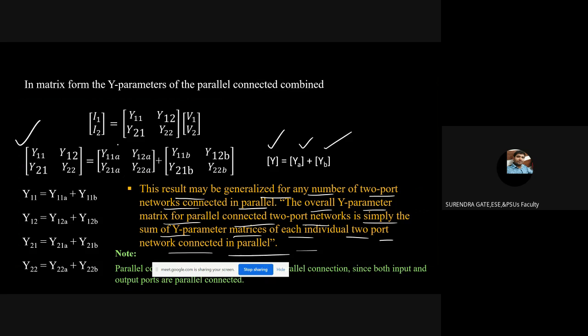This is the YA matrix and this is the YB matrix. This is the matrix representation of the Y parameters. Then the resultant Y parameters equal the sum of the individual Y parameters. So in parallel connection, Y parameters are added directly.